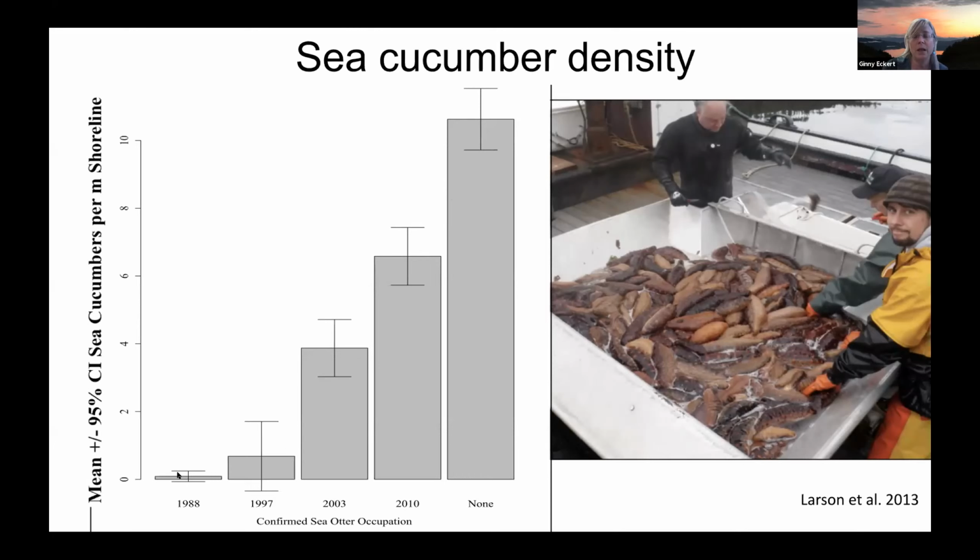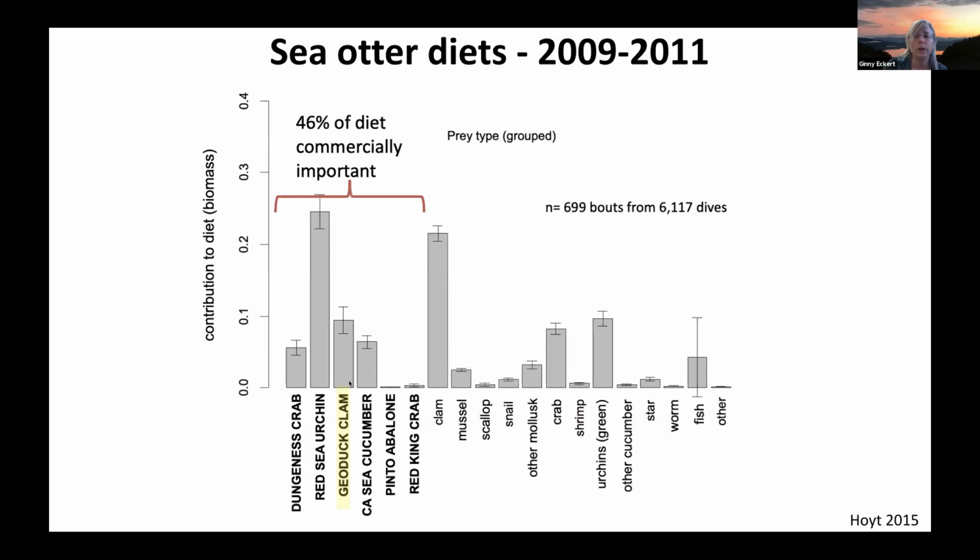Now, one point to make here is that these are diver surveys where people dive, and this is within the diving depth of sea otters as well. Sea otters can definitely dive deeper than people can, and it's possible that there could be a depth refuge here that we're not picking up. But largely the story is that the sea otters can decrease the abundance of sea cucumbers, particularly available to dive fishermen. If we look at geoduck clams, geoduck clams are a popular food item.